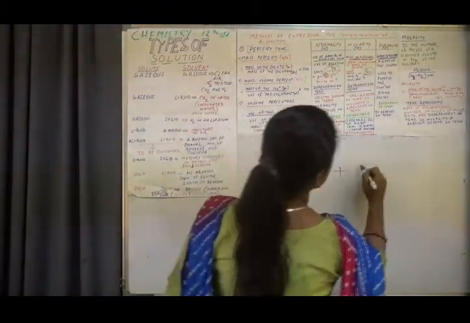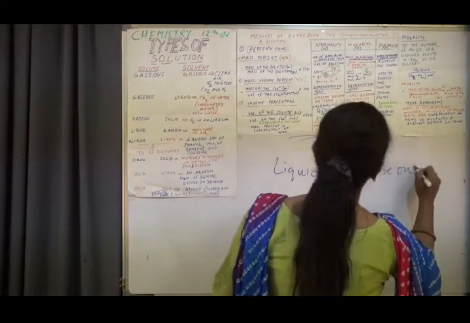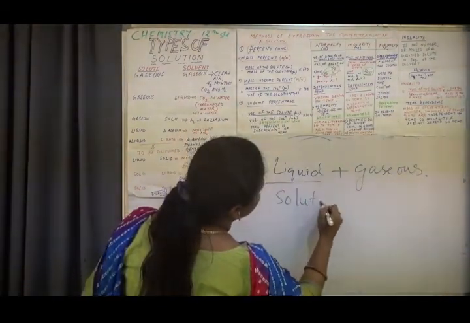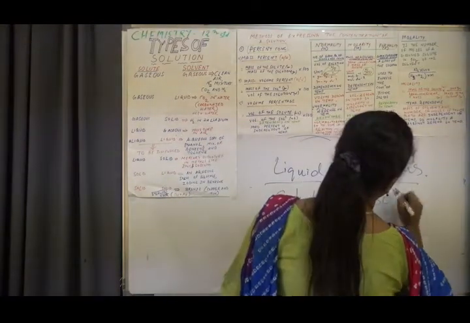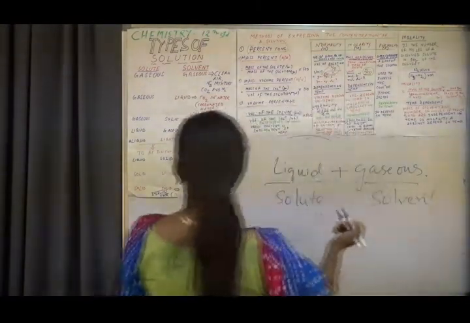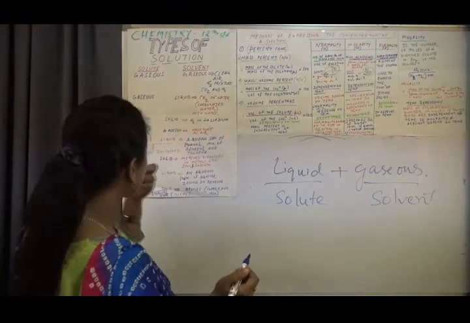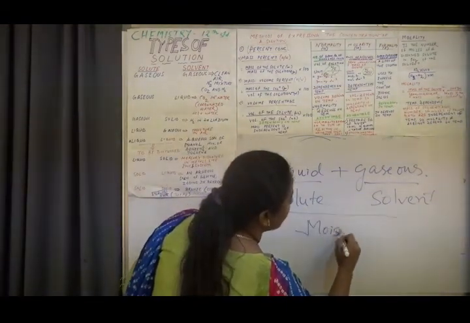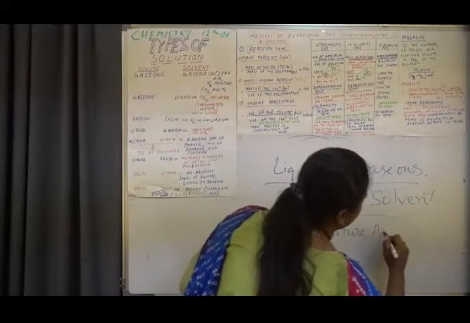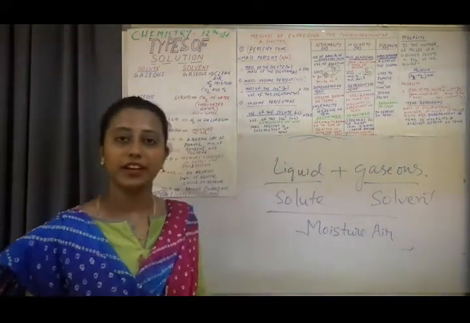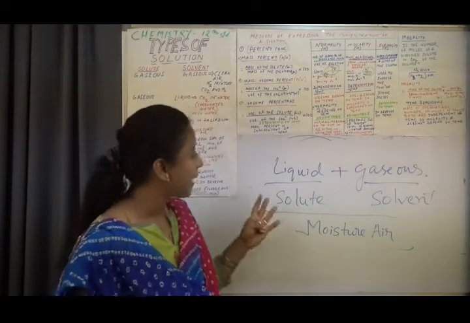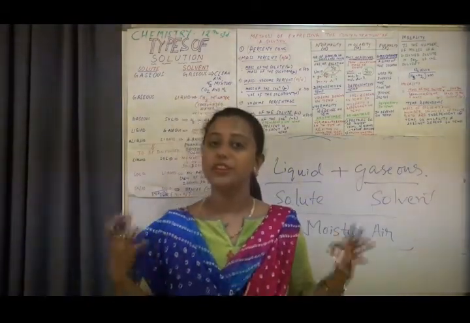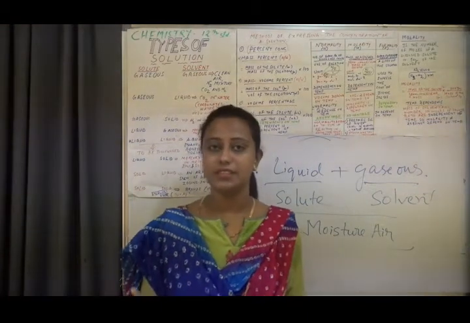Liquid plus gaseous. So in this case, the solute is the liquid and the gaseous is the solvent. Can you find some example of this kind of solution? We see in our surroundings moist air. When do we find this moist air? In the rainy season. What is happening in the rainy season? There is a lot of humidity. The humidity level is very high in the rainy season.